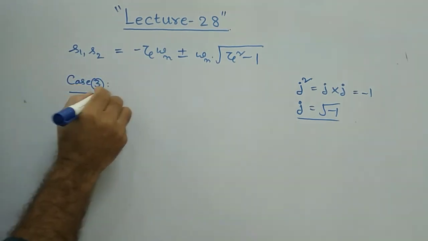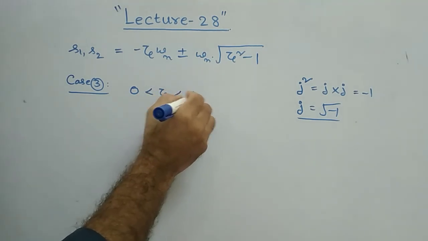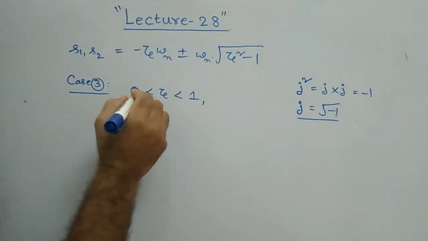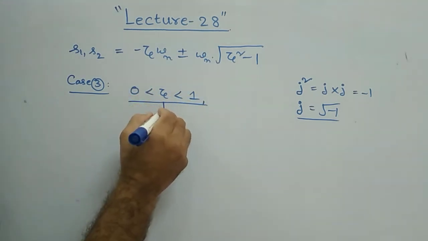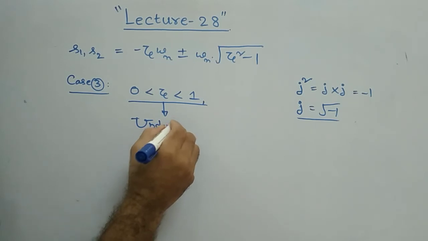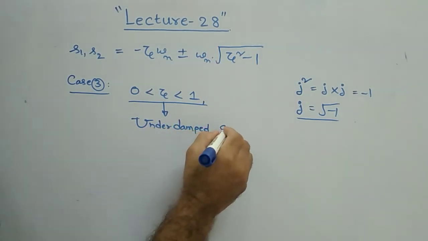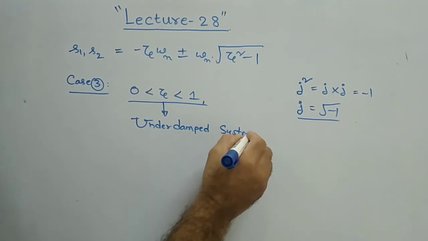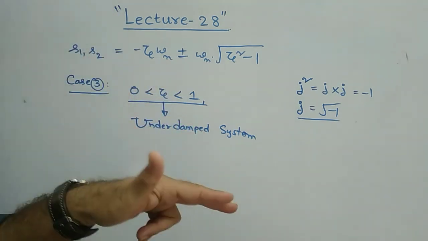Case number 3, that is 0 is less than zeta is less than 1. What is this system? If zeta is in this 0 to 1, then it is called underdamped. It is an underdamped system. Most of the time we will consider this condition only. Okay, we will imagine our system is an underdamped system.